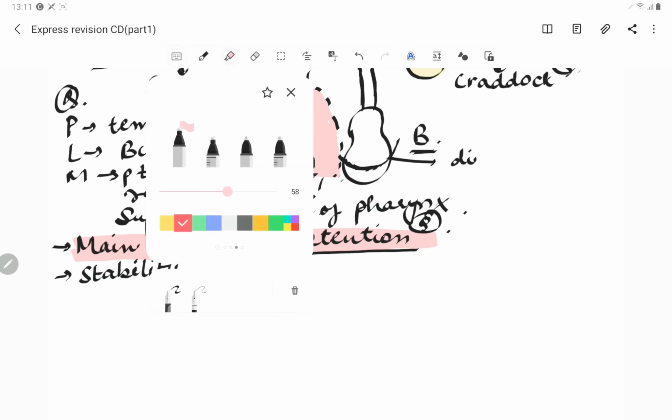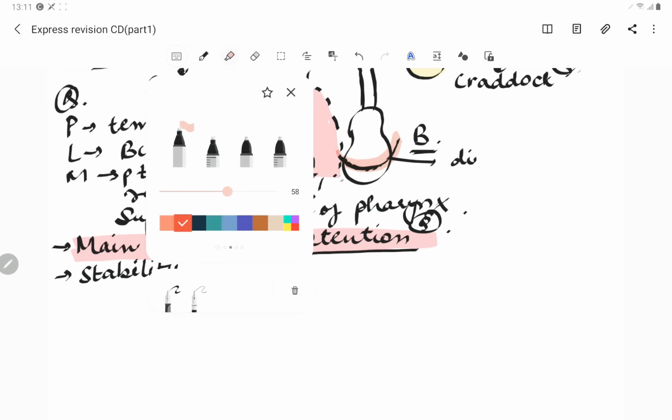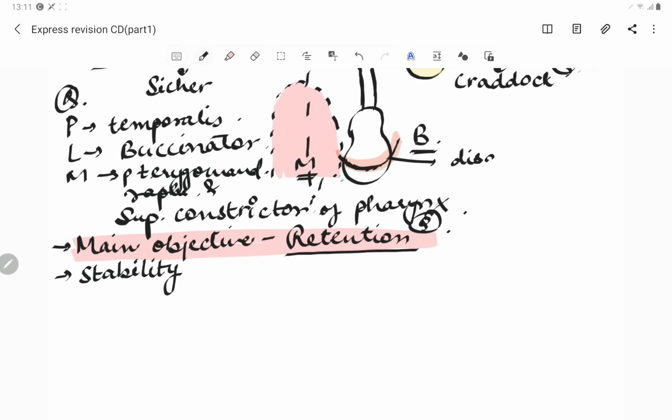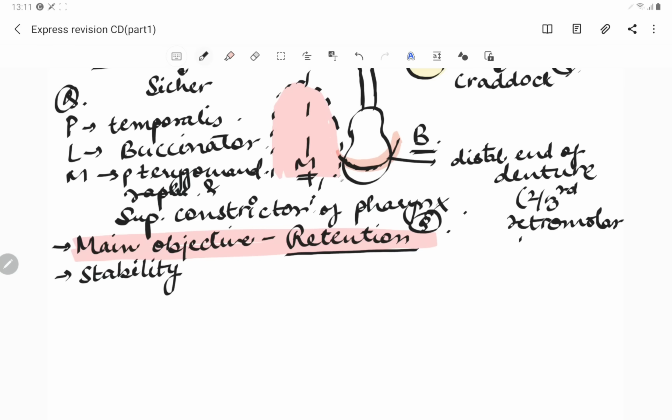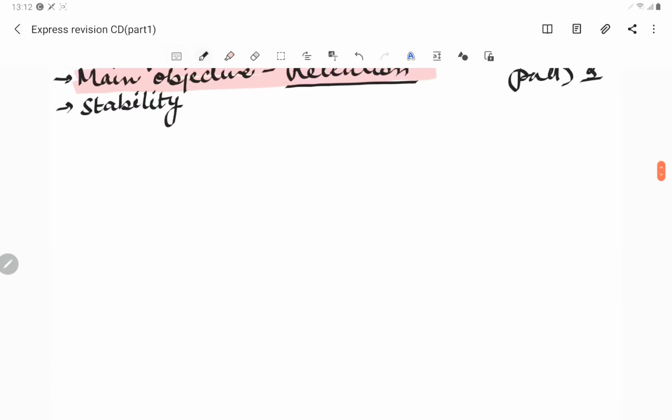Let's mark it in some other color. So this is going to be the distal end of the denture. As we know, the distal end of the denture covers 2/3 of the retromolar pad, right. So this is the retromolar pad.